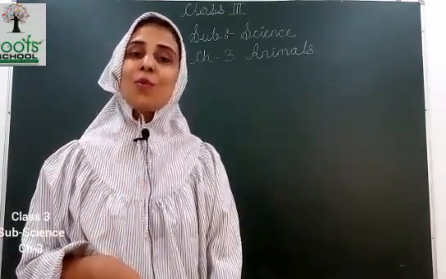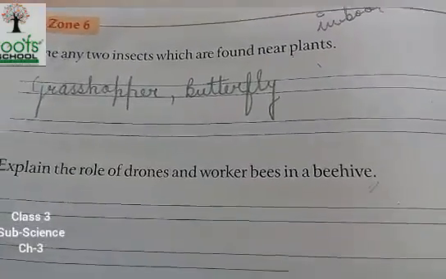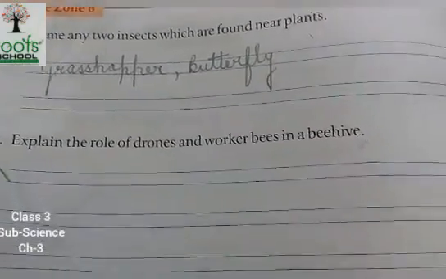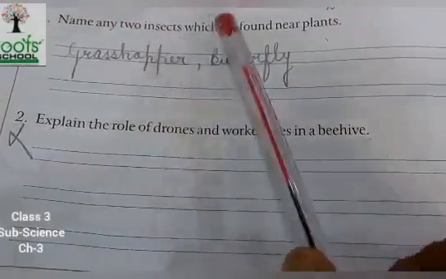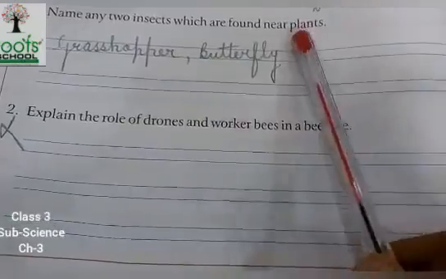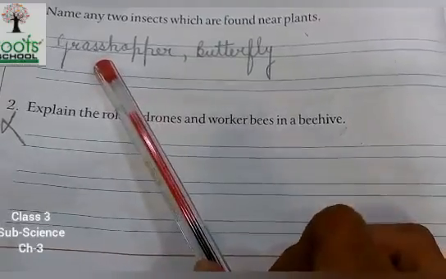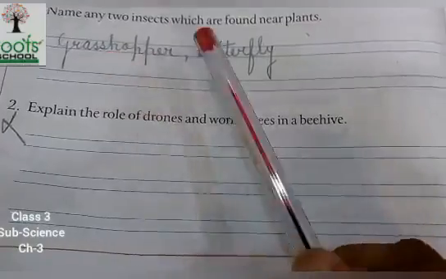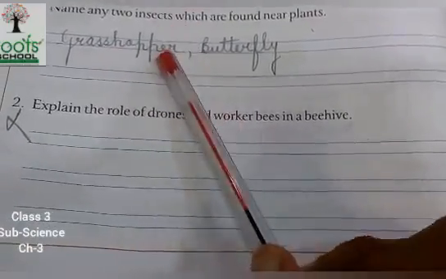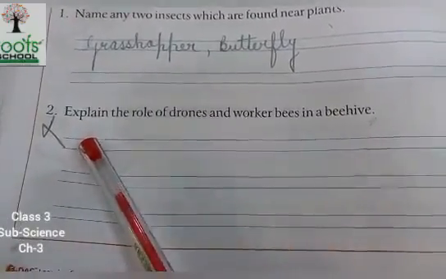Now we will do bookwork. Now on page number 46, we will do practice zone. That is question number 1. Name any 2 insects which are found near plants. Which insects are found? Butterfly and grasshopper. Which 2 insects are found near plants? Grasshopper and butterfly. So this question you will do in the book. You won't do the second question. Okay.